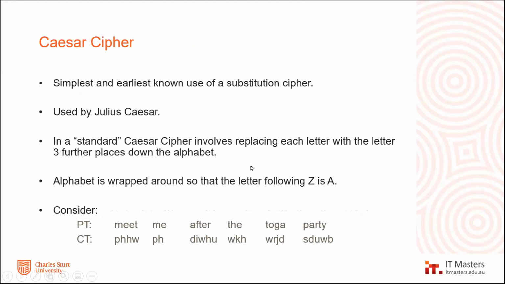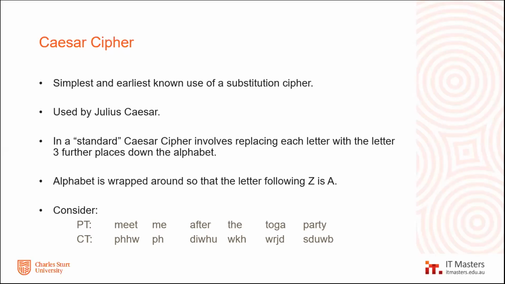Okay, so the Caesar cipher. This is the simplest and earliest known use of a substitution cipher, which was used by, surprise, surprise, Julius Caesar. In a standard Caesar cipher, we replace each letter of the plain text with the letter of the alphabet that is 3 places further down. So we still use the same alphabet, but we just use the letter that is 3 places down. For example, if we have the letter A, we transpose that with the letter 3 places down, in position 4, which is the letter D.